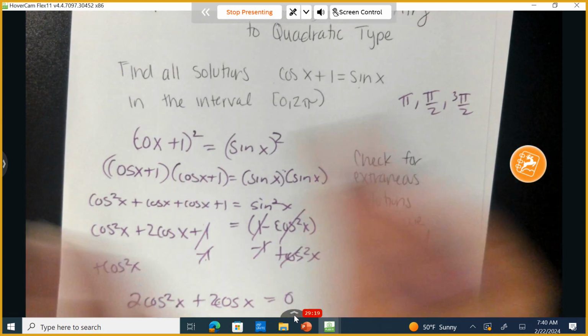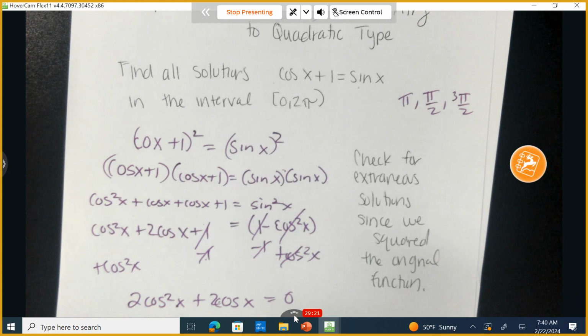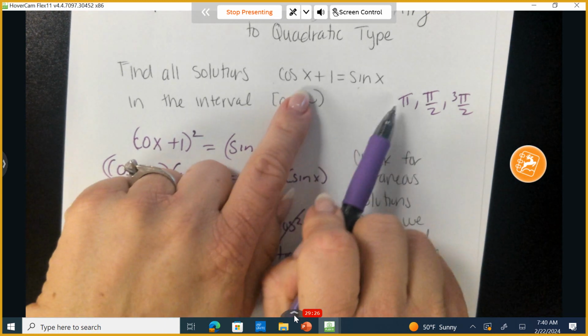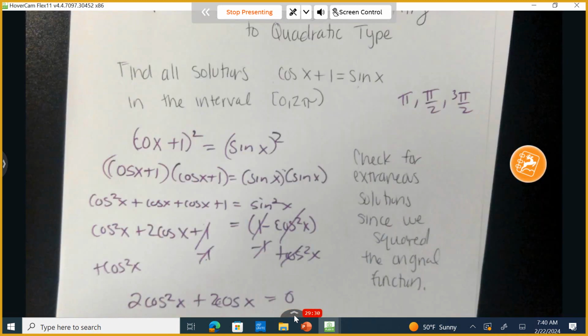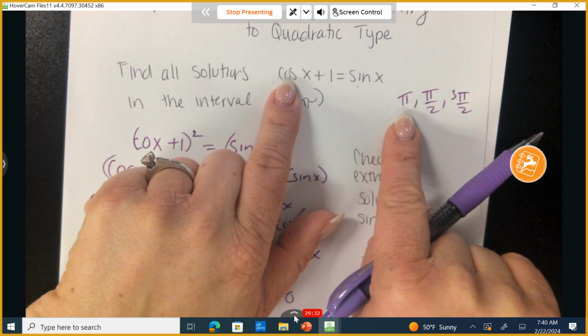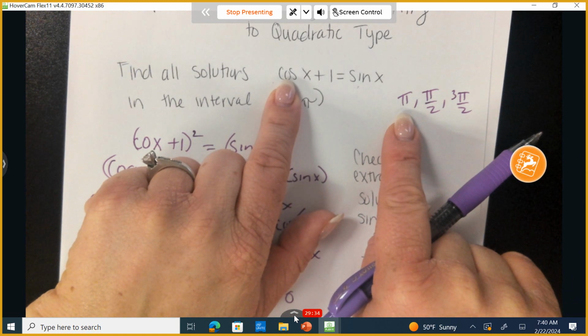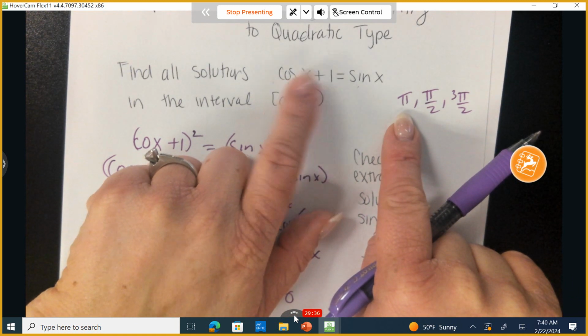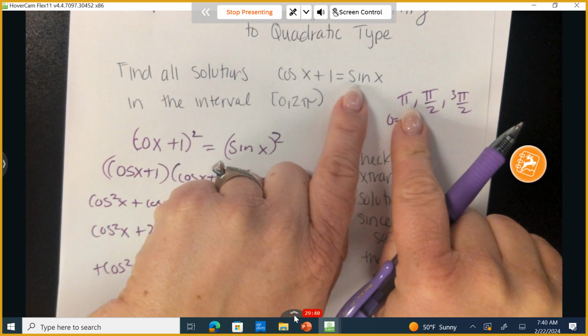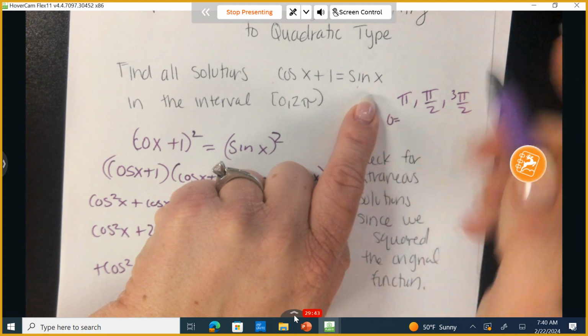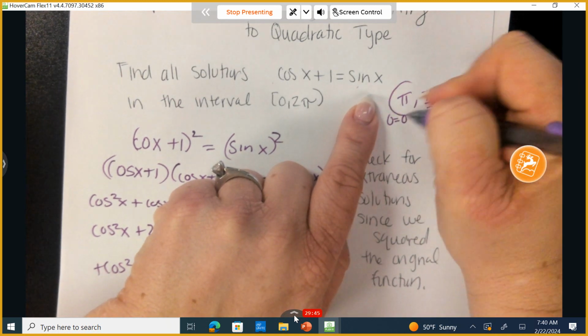Now, because I squared both sides, I've altered the original equation. There is a chance for extraneous solutions. So let's check this right now. You ready? Take out your cheat sheet. We're going to do this quickly. What is the cosine of pi? Negative 1. What does negative 1 and positive 1 give you? Okay, the left side has to equal the right side. What is the sine at pi? Does 0 equal 0? Okay, that's an answer.